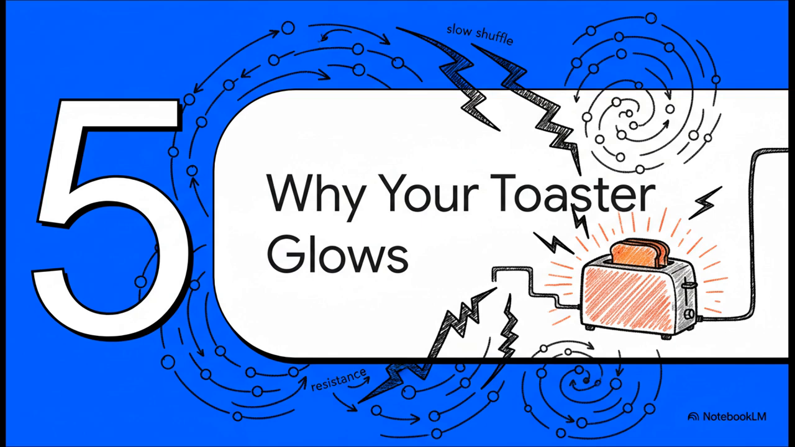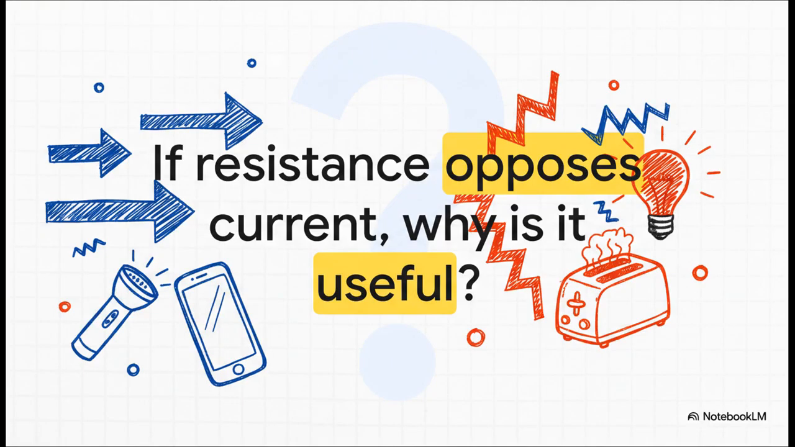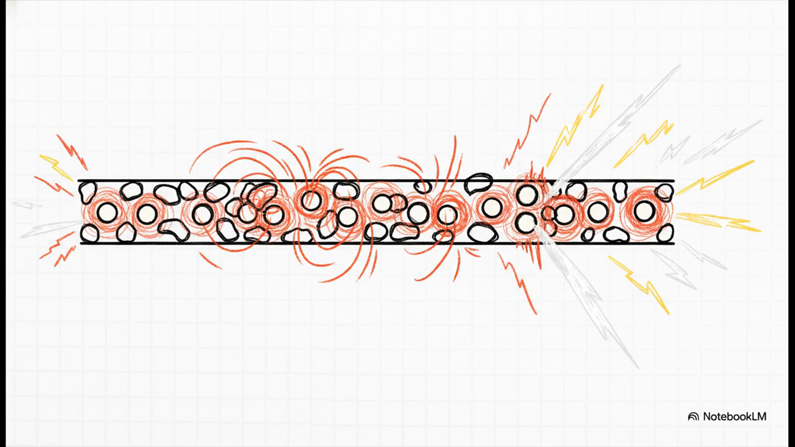We've got the resistance that gets in their way. Now let's put it all together to explain something you probably see every single morning. But wait a second, this seems completely backward, doesn't it? If the whole point is to get current to flow and power our stuff, why on earth would we ever want to intentionally oppose it with resistance? It's because that opposition, that struggle, is actually incredibly useful.